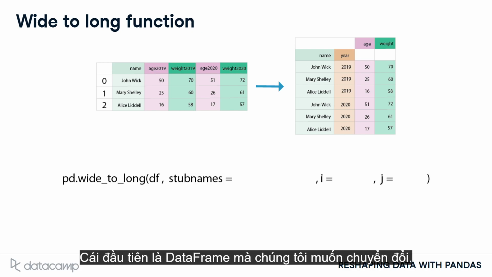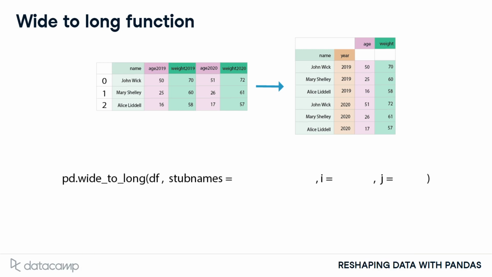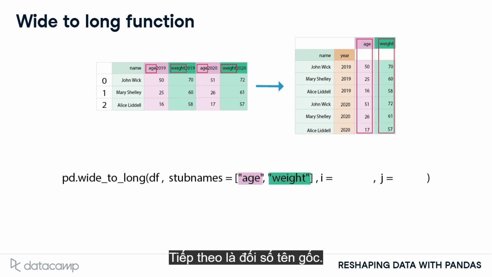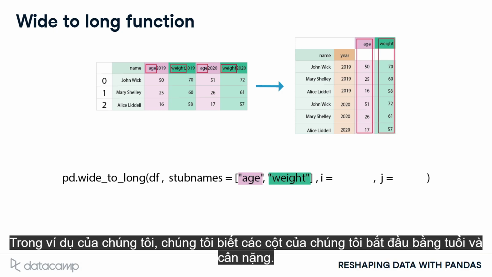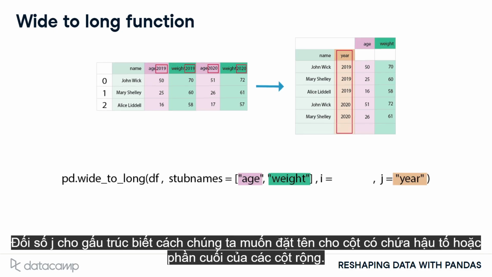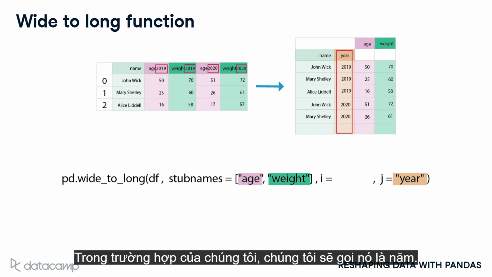The first one is the data frame we want to transform. The next one is the stub names argument. With it, we can specify the prefix, which is how the names of the wide columns start. In our example, we know our columns start with age and weight. The J argument tells pandas how we want to name the column that contains the suffix or the end of the wide columns. In our case, we call it year.